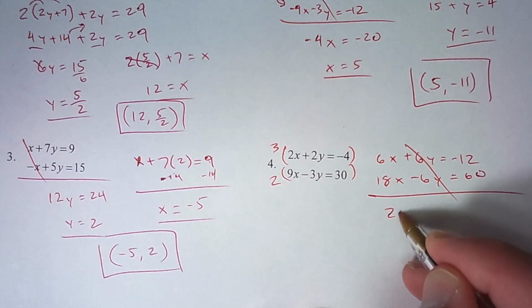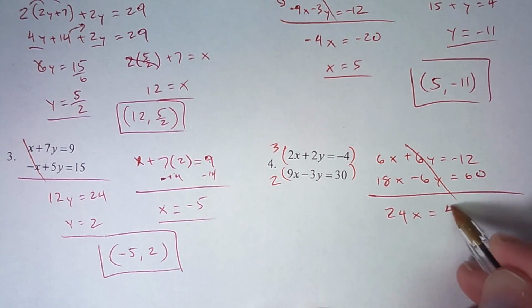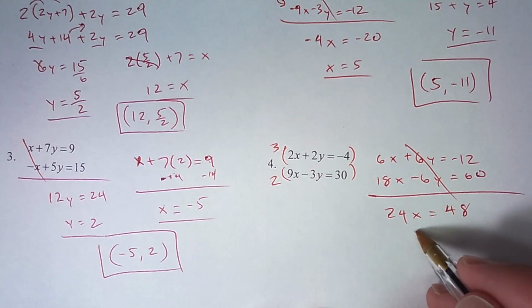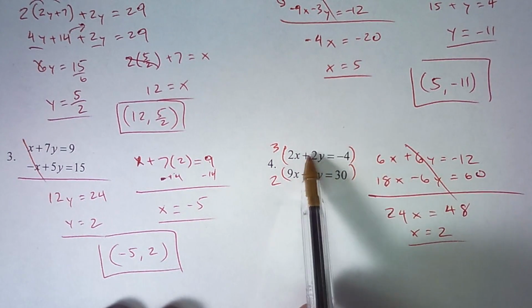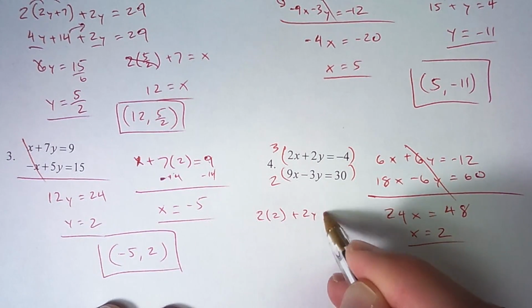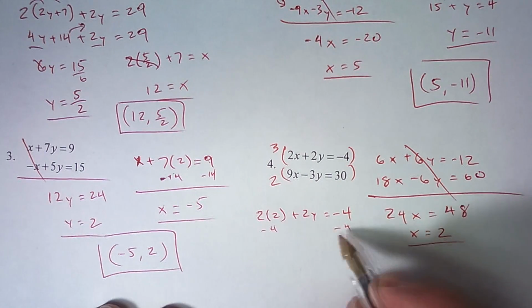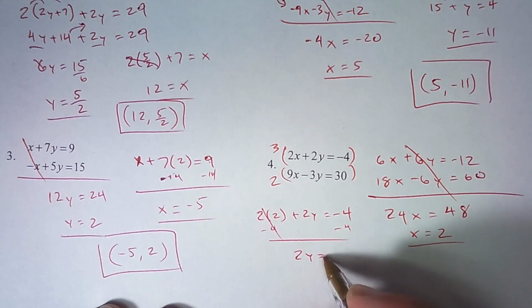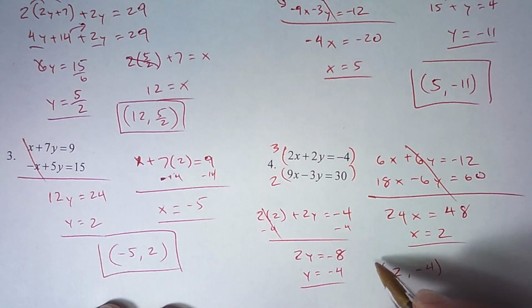6 plus 18 is 24. So 24x, and then negative 12 plus 60 is 48. And I'll divide by 24 and get x is 2. Okay, I think the top equation is going to be the easier one here. So 2 times 2 plus 2y equals negative 4. Okay, so this is 4, so I'm just going to subtract 4 from both sides and get 2y equals negative 8, and divide by 2, and I'll get y is negative 4. So the intersection happens at 2, negative 4.